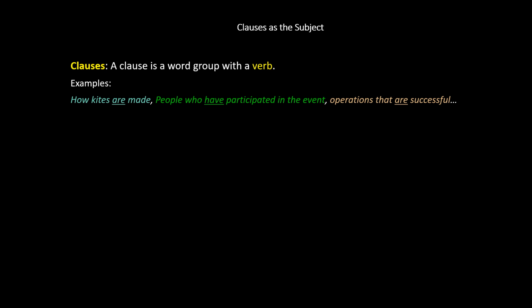However, a clause has a verb which the phrase doesn't. So this is the major difference between the clause and the phrase. Look at the examples. How kites are made. People who have participated in the event. Operations that are successful. In all these word groups, the underlined words are verbs. Thus, these are clauses. You could also use clauses as the subjects.